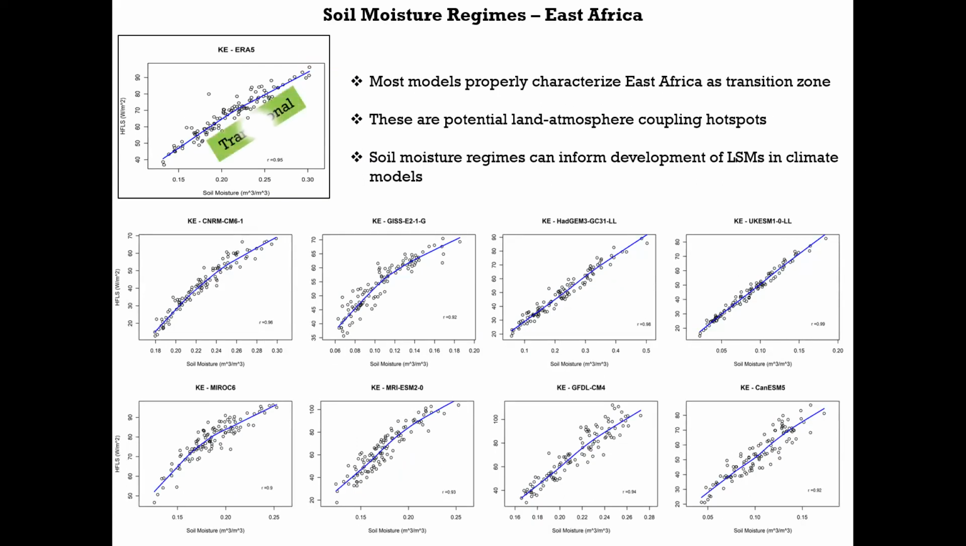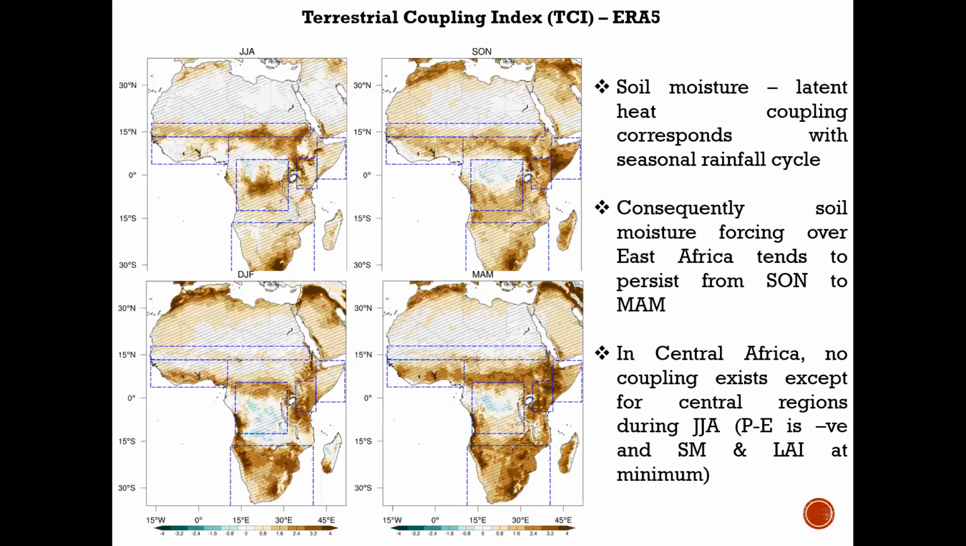For the transitional zone of East Africa, here we see that the models are capturing this relationship. And so we expected that the models will also be able to represent the atmosphere interaction processes as forced by the land surface.